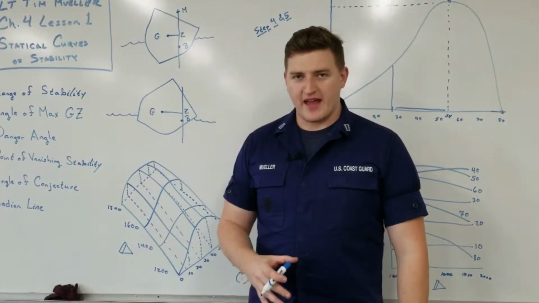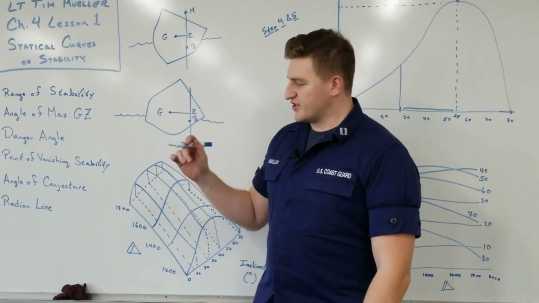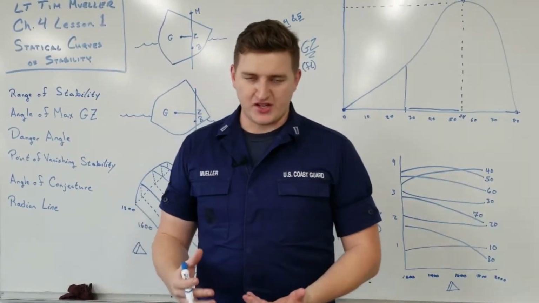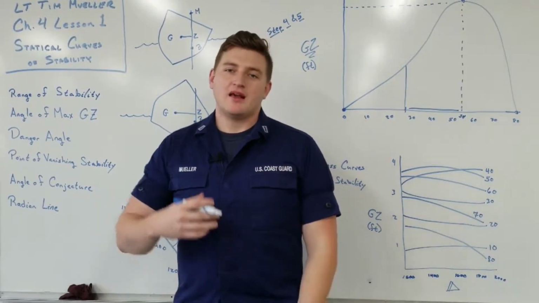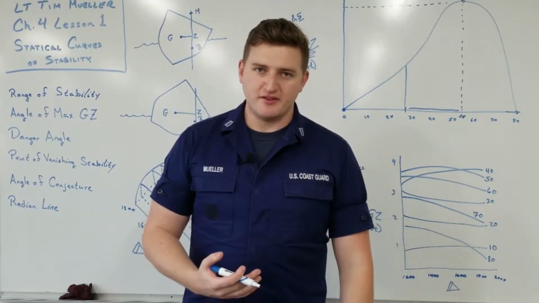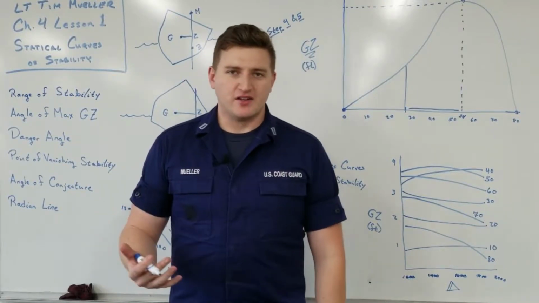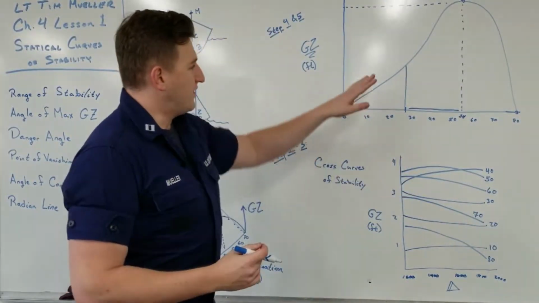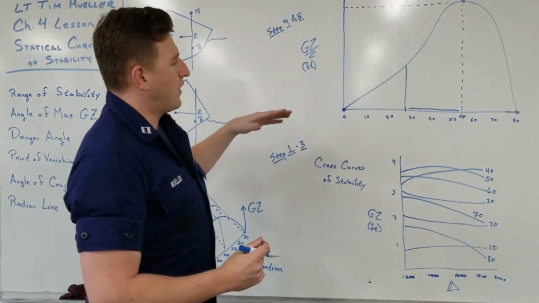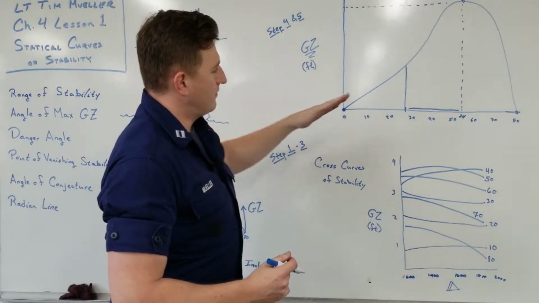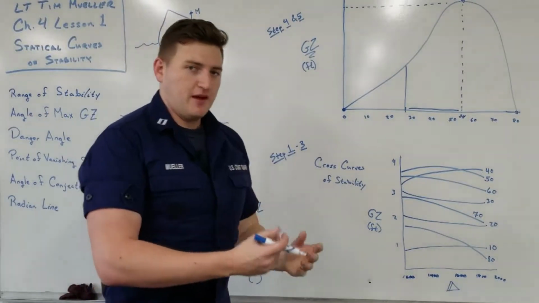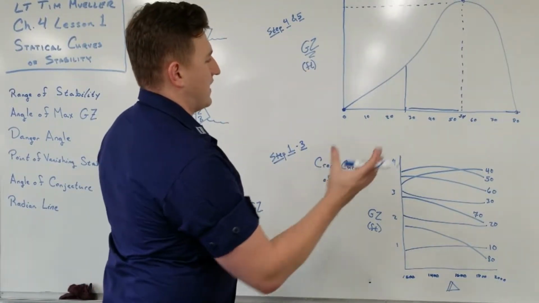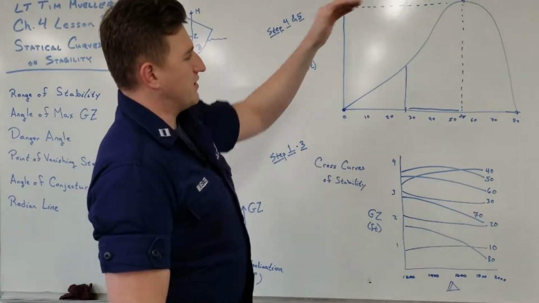All right, next up, we have angle of conjecture. And angle of conjecture is, by definition, the inflection point in the graph before you get to your angle of maximum righting arm. That means that the second derivative is 0. However, without getting into the calculus, it basically means that the angle of conjecture is the point where the chart goes from concave up to concave down. So basically, you think like a cup. If the cup can hold water, it's concave up. And if it spills water, it's concave down.